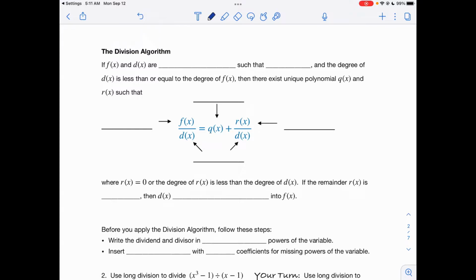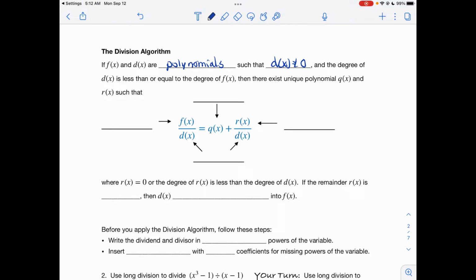All right, so let's get some terminology down. f of x and d of x are polynomials, such that d of x cannot be 0, and that's because I'll be dividing by d of x. As you can see down here at the bottom, f of x divided by d of x, so we cannot divide by 0. We learned that in our unit 1. And the degree of d of x is less than or equal to the degree of f of x. And then there exist unique polynomials q of x and r of x such that f of x divided by d of x, okay?